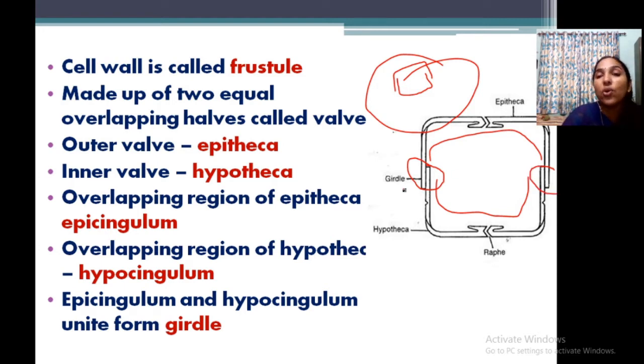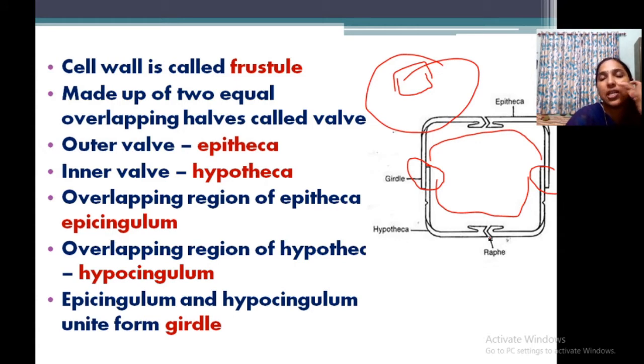So you can look at this alga from this side, that is girdle view, or you can look from the top side, that is what? A valve view. Clear? So there are two halves: one is epitheca, another one is hypotheca. Usually the epitheca fits over the hypotheca. Hypotheca is down. And the overlapping region is known as what? Girdle. Okay. So there are valve view and girdle view.